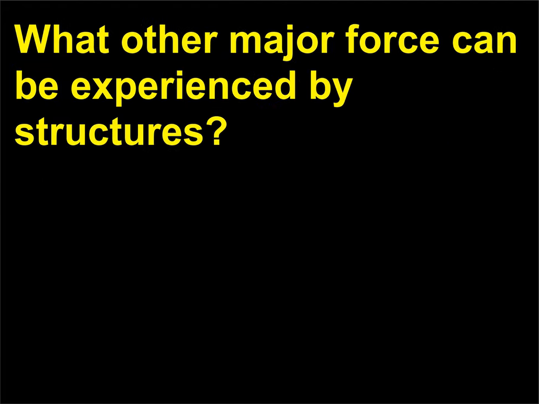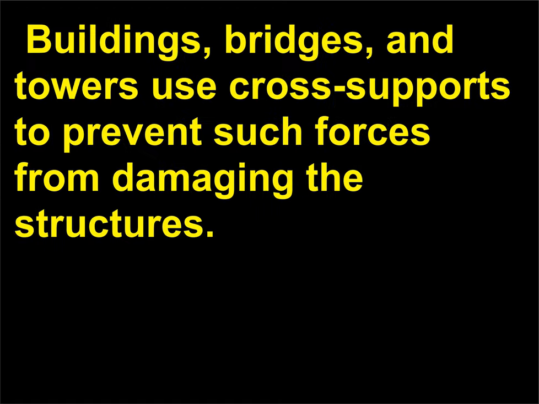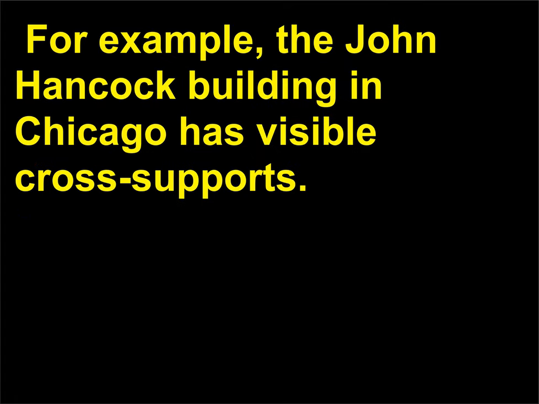What other major force can be experienced by structures? A torsion force, usually from winds, is responsible for twisting structures. Buildings, bridges, and towers use cross supports to prevent such forces from damaging the structures. For example, the John Hancock Building in Chicago has visible cross supports.